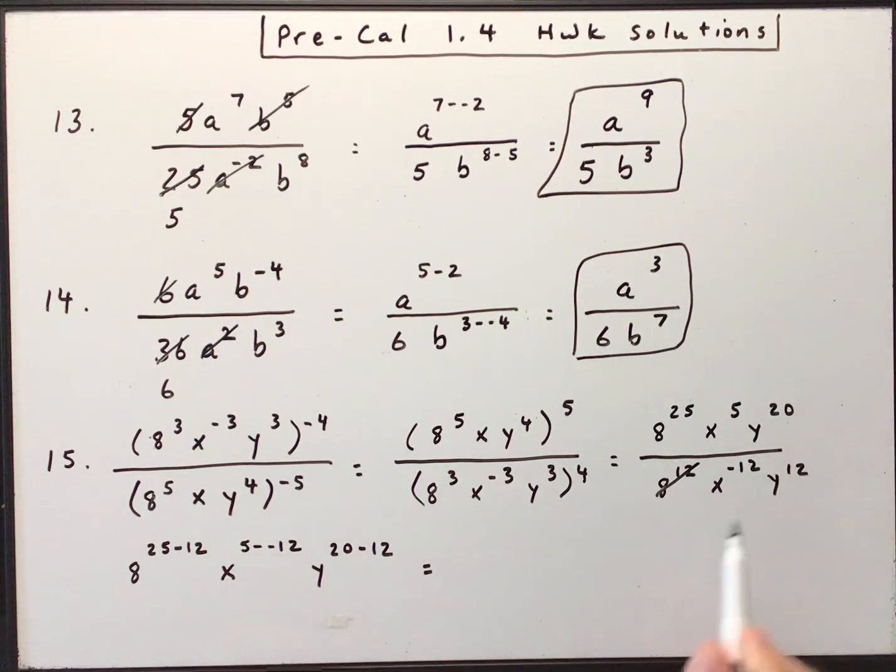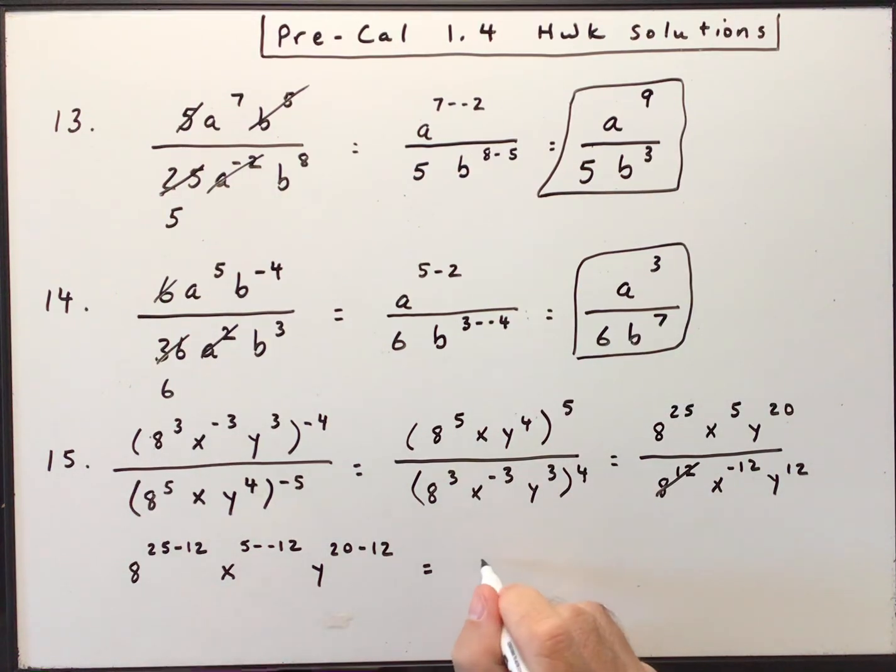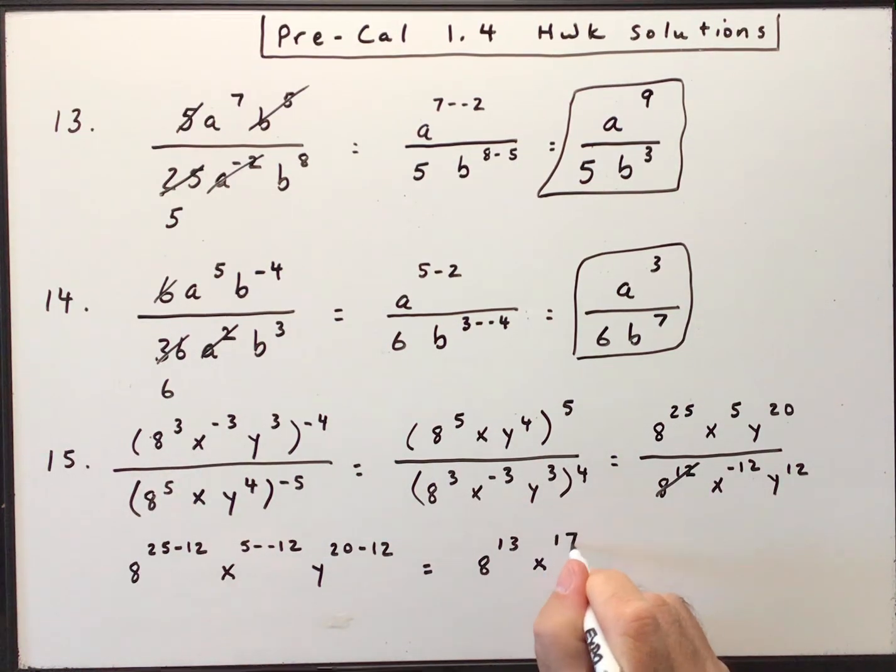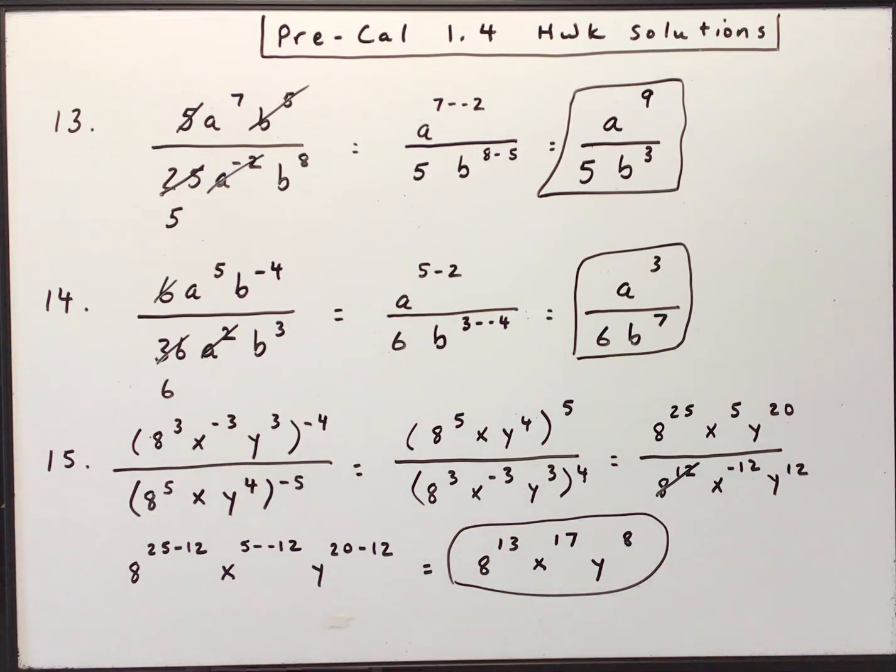Remember, when you divide exponents with the same base and different exponents, you subtract when you divide. So that's going to be 8 to the 13th. Just leave it like that. 5 minus negative 12 would be x to the 17th, and then y to the 8th. All right. That's some big exponents. Okay, we've got one more to go.